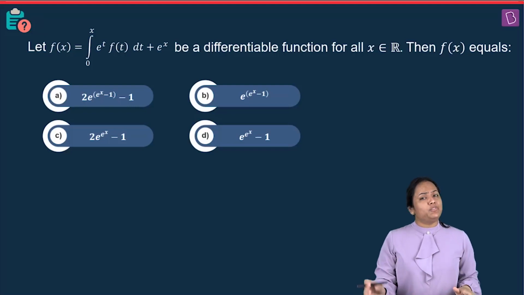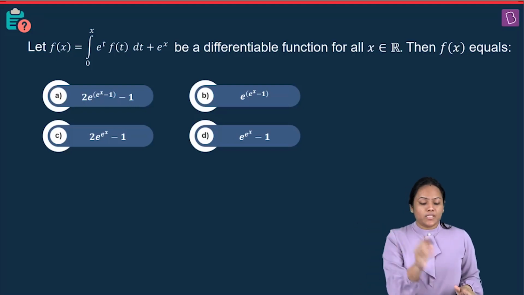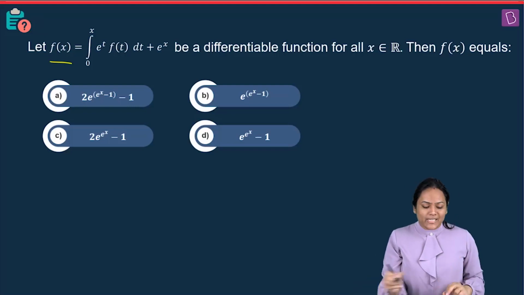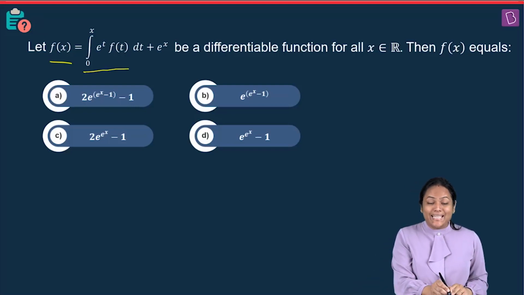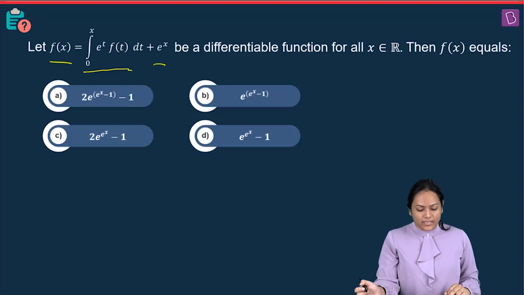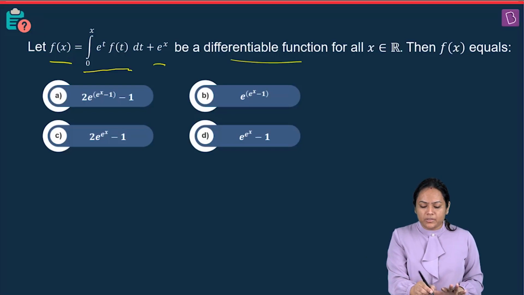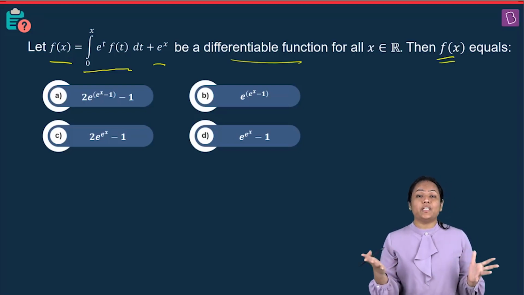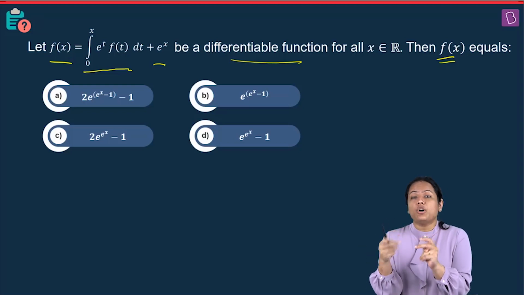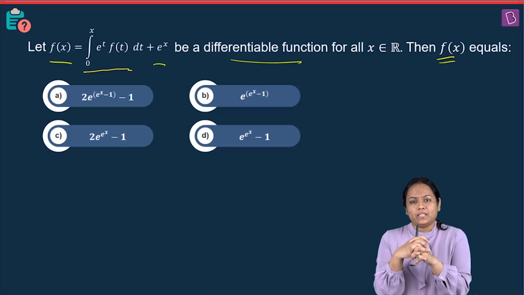Well, the next question is from definite integration. The question is saying that they have given us a function f(x) which is equal to the integral from 0 to x of e raised to t f(t) dt plus e raised to x. Now f(x) is a differentiable function. What is the function f(x)? That means I have to find the function which is given in the form of some integral plus e raised to x. So how do I get it?